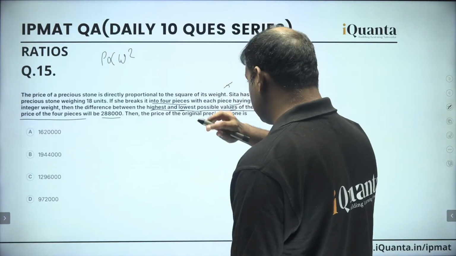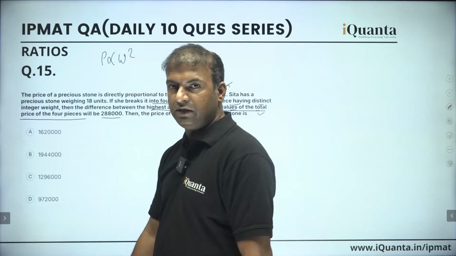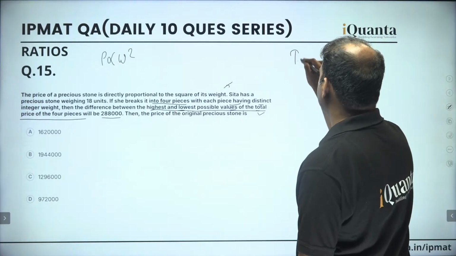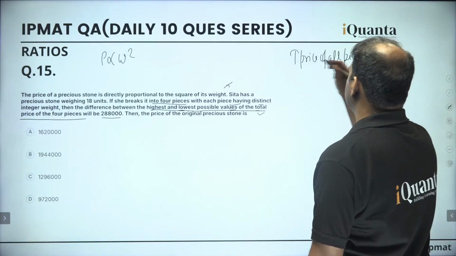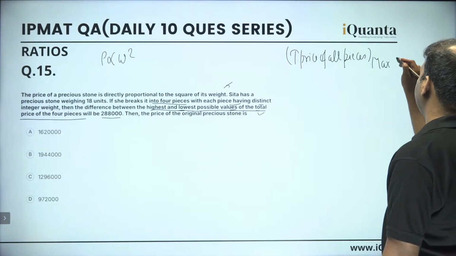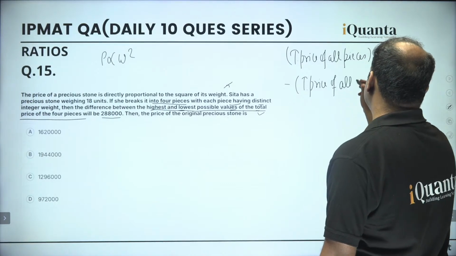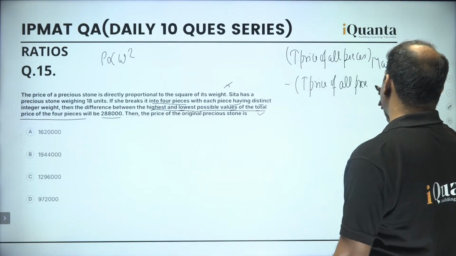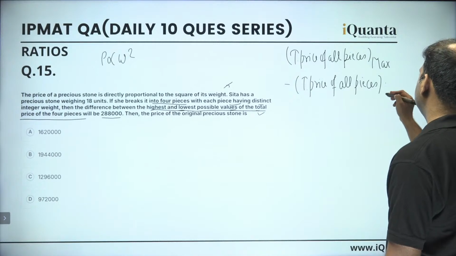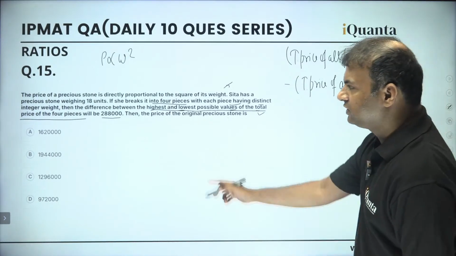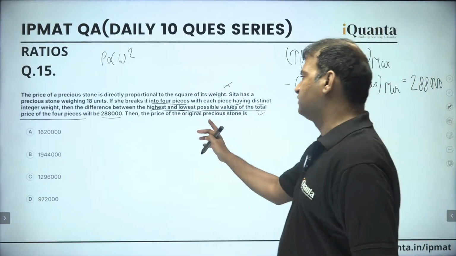Alright, so guys, I have been given the difference between the highest and the lowest possible value of the total price of all the pieces. Let me write this here. Total price of all pieces, find its maximum possible value minus the total price of all pieces, its minimum possible value, and that difference is something which is given to us. How much is given to us? 288,000. All right. Fine. Now they are asking the price of the original precious stone.